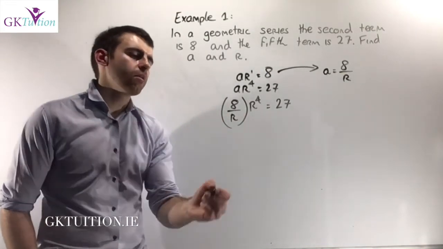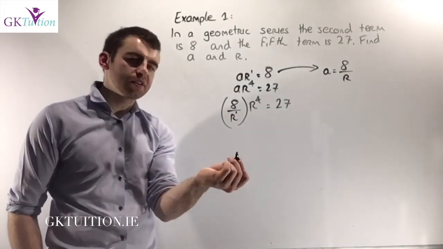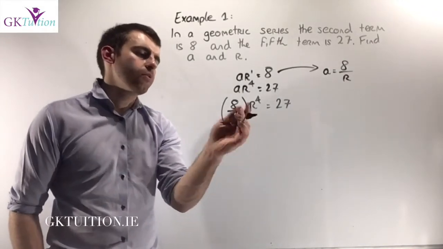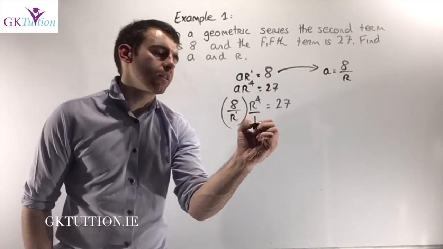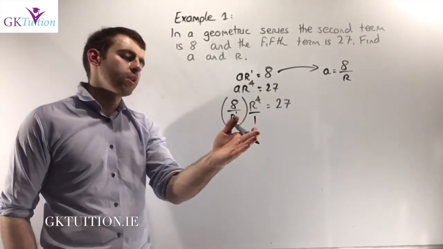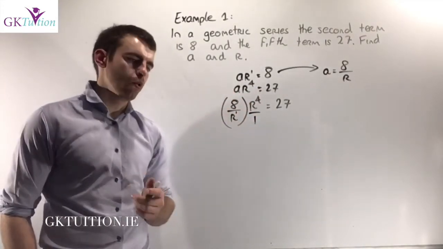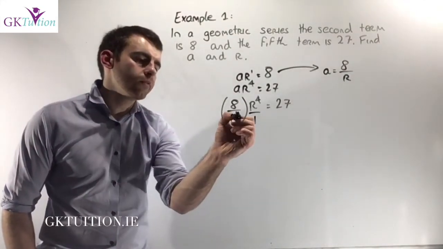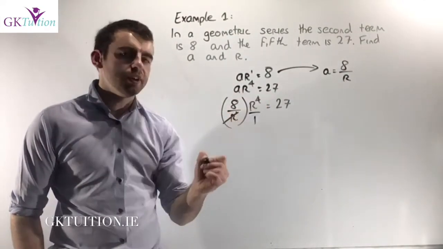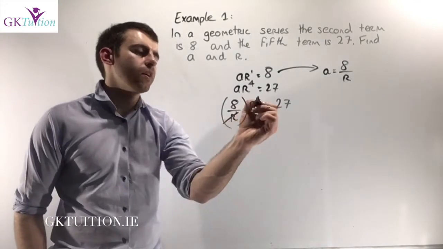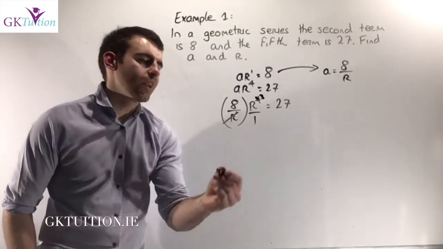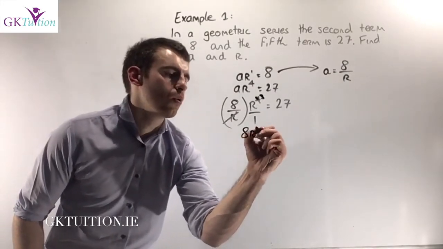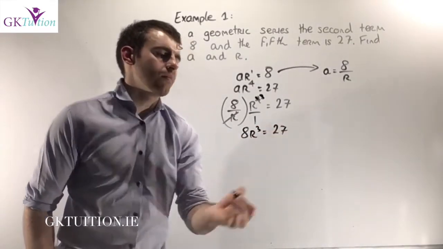Now I want you to realize that on the bottom, this is an r to the power of 1. If you were multiplying 8 over r by r to the power of 4, that's like r to the power of 4 over 1 by 8 over r to the power of 1. One of the r's on the bottom divides into one of the r's on the top. So r divides into r to the power of 4, and I'll be left with r cubed. Which means the left hand side is actually just 8 r cubed is equal to 27.